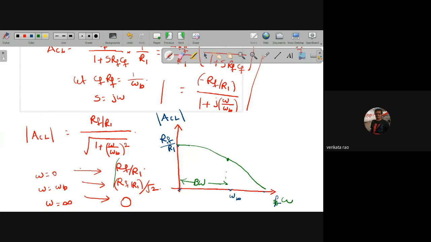See, here it never reaches infinity. That means now it became stable.